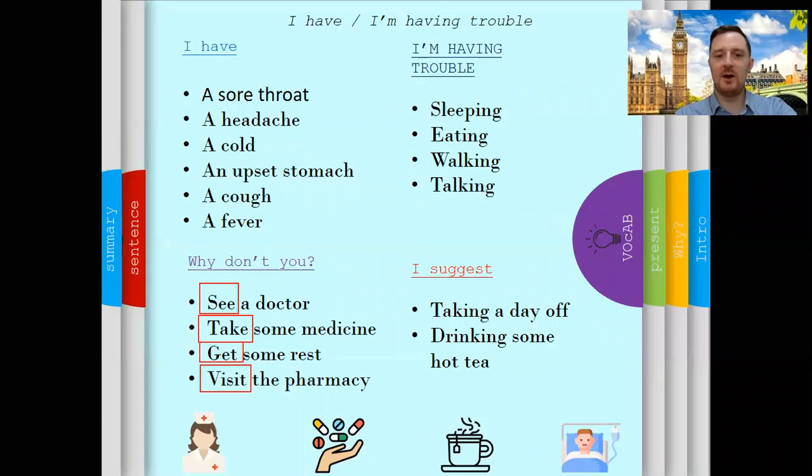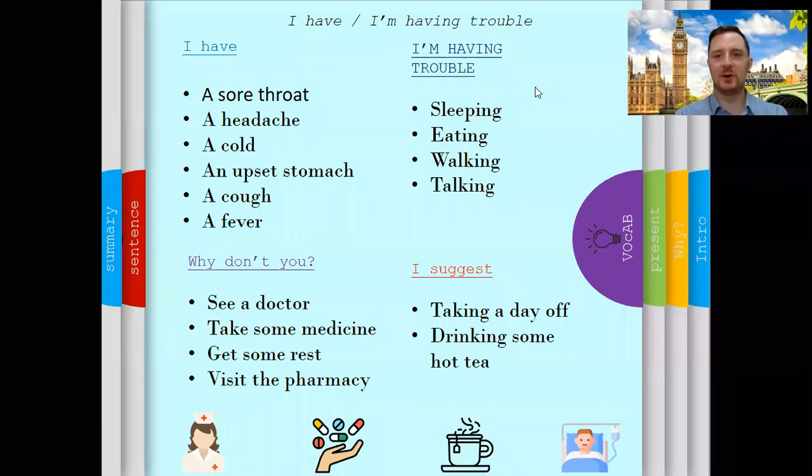Okay, so there are all of our options we have over here for the health problems. I have plus noun. I'm having trouble, verb ing. Why don't you, and your suggestion. And I suggest, verb ing. Okay, again, if you need to pause the video and check the meaning, please go ahead. And now we will move on to look at the examples of some sentences.